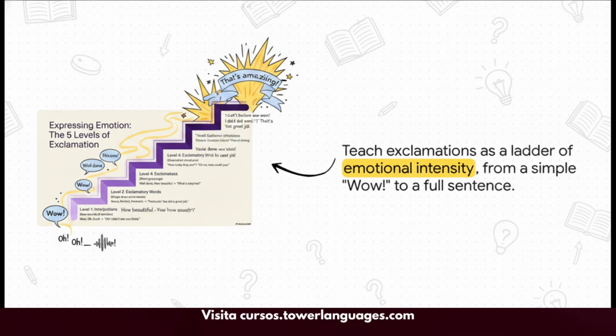And to add that human touch, that personality, we need exclamations. A really cool way to teach this is like a ladder of emotional intensity. Your students can start at the bottom with a simple sound like, wow, and climb their way up to a full complex emotional thought like, I can't believe we actually won. It shows them the huge range of expression they have.